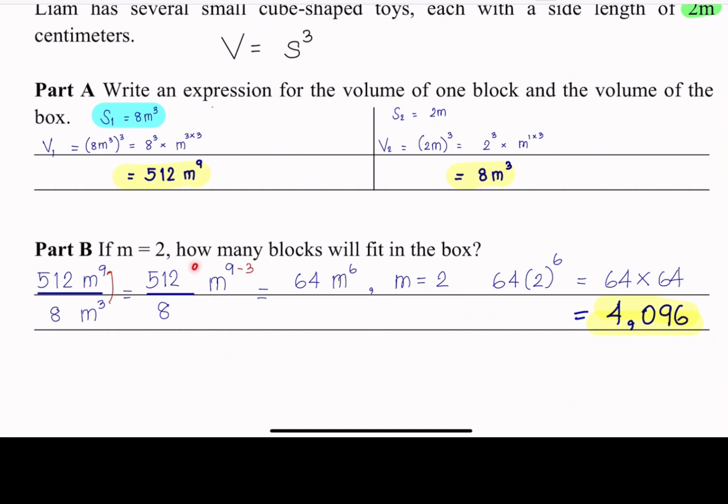Then separate the constant, 512 over 8. Then same base, m and m, so meaning you just have to subtract the exponent. 9 minus 3. So then 512, you cut this one out. This gives us 64. So we have 64 m. 9 minus 3 is 6. So that is why we have 64 m power of 6.